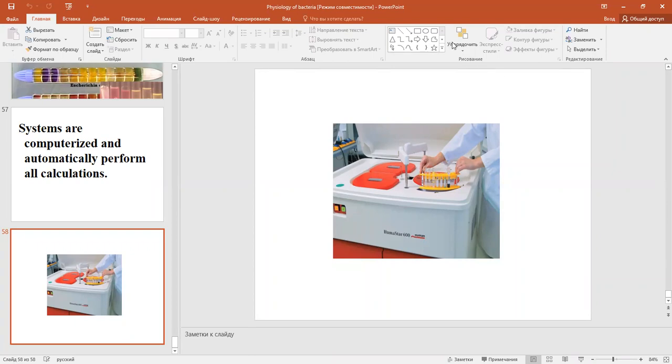Have you any questions? No. Then now you should go to the education. Then you will study more about the physiology of bacteria in laboratory classes. And now you should go to the educational portal.